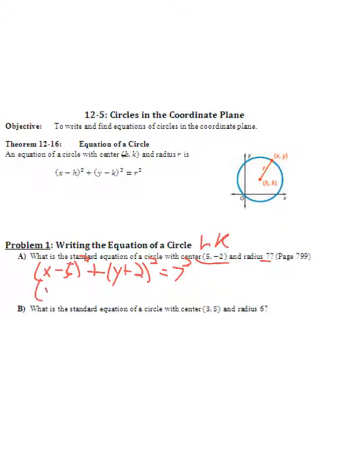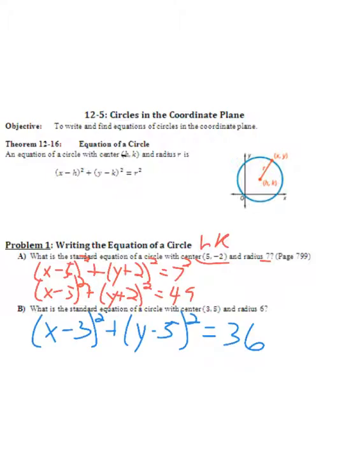So if I wanted to clean this up, (x minus 5) squared plus (y plus 2) squared equals 7 squared, which is 49. Give the second one a try. Pause the video, and when you're ready, go ahead and hit play, see how you did.